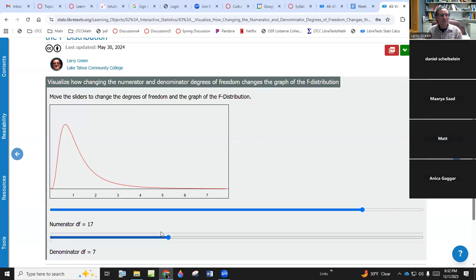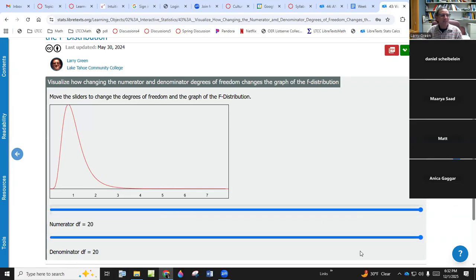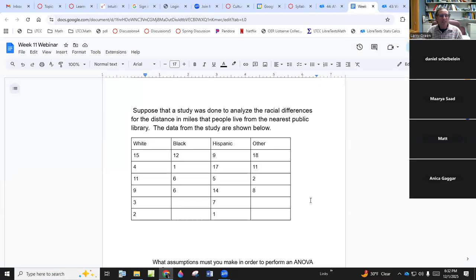And different degrees of freedom change the shape a bit. If you have a whole lot of degrees of freedom, it's not that different from being normal. You never get negative numbers though. There's a square going on. I won't get into the math though. Okay, so that's the F distribution.